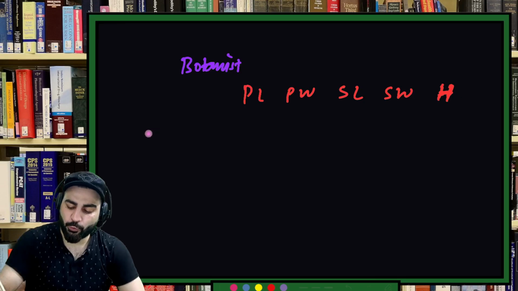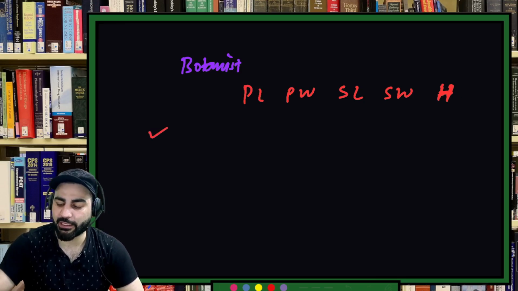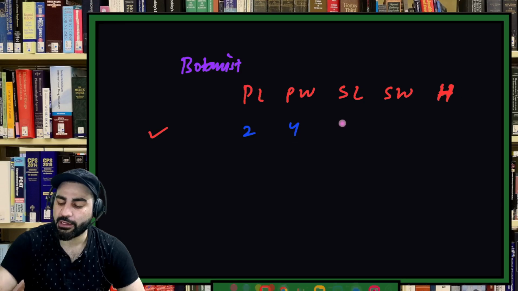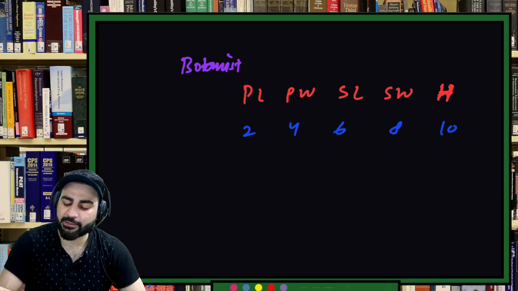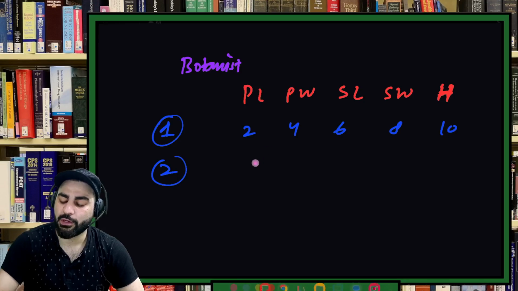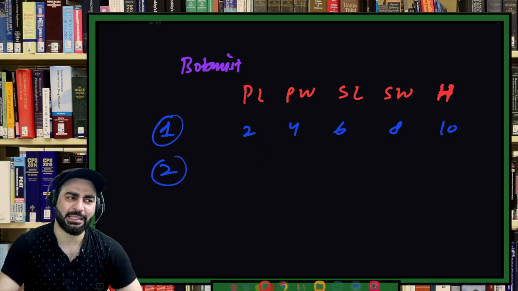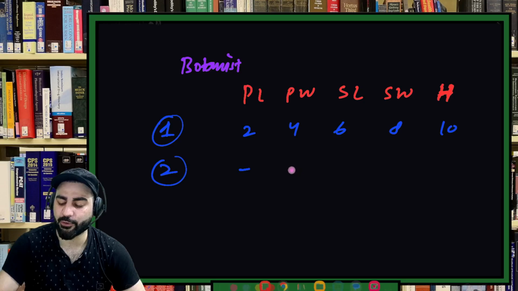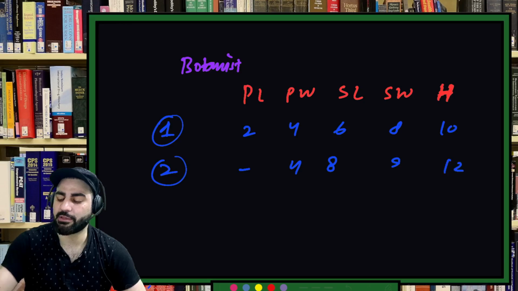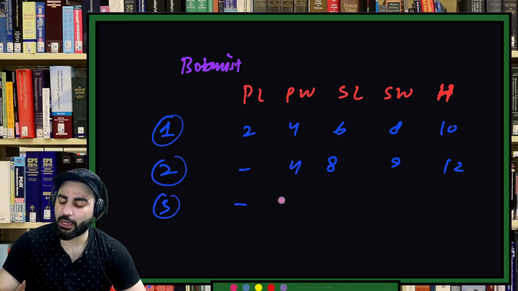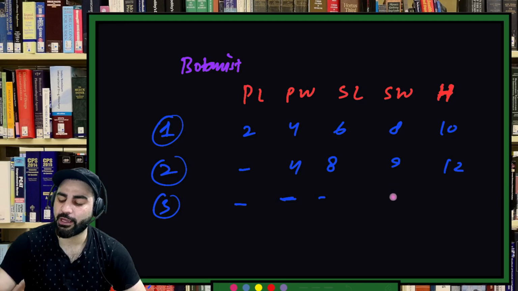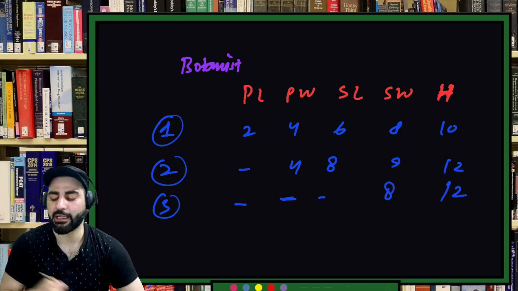You took one flower and collected some values: 2, 4, 6, 8, and let's suppose 10. This is flower number 1. For flower number 2, you said petal length I cannot measure precisely, so you have a missing value, but for the other features you have values: 4, 8, 9, 12, something like this. And for the third plant you have 3 missing values, but you had the values 12 and 8.